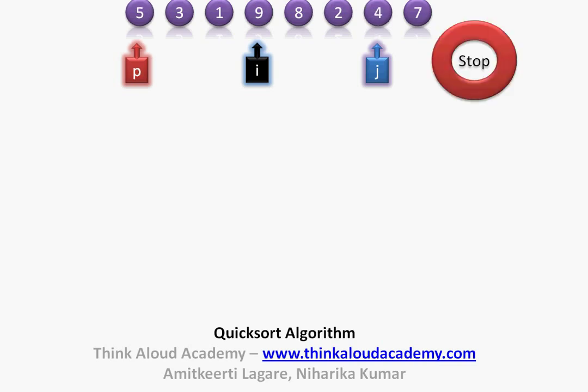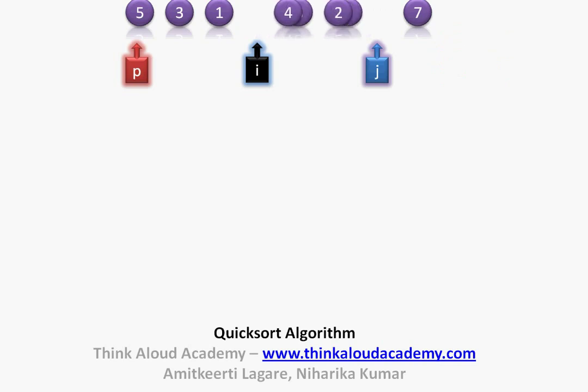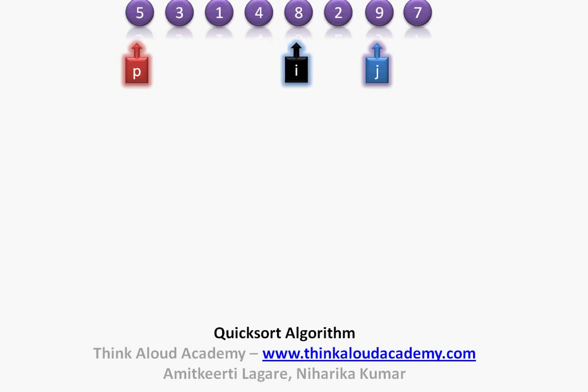So i stops at 9, which is greater than the pivot, and j stops at 4, and then what we have to do is swap the elements that i and j point to. So the elements 4 and 9 get swapped with each other. Now at this point i will continue further and point to the next element, which happens to be 8 in our case.